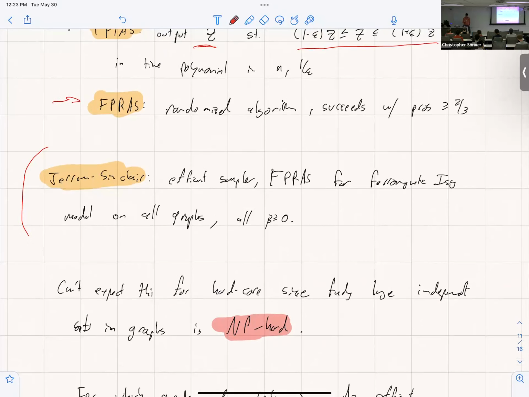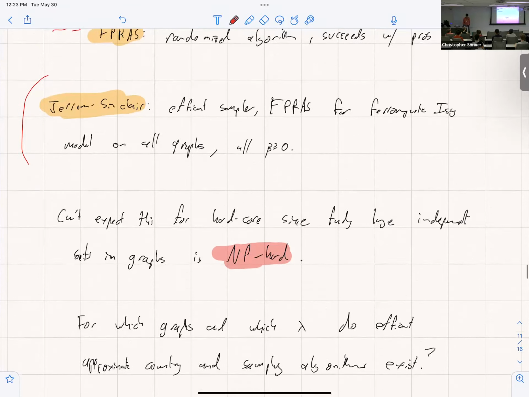Now for hardcore, you certainly should not expect a Jerrum-Sinclair type theorem, right? Because if you pick large lambda, you're putting large probability mass on big independent sets. And actually finding large independent sets in a graph is a hard problem. It's not just NP-hard to find the max independent set size, it's hard to approximate to within an n to the 1 minus epsilon factor for any epsilon. So we definitely should not expect to be able to sample from the hardcore model on any graph at any lambda.